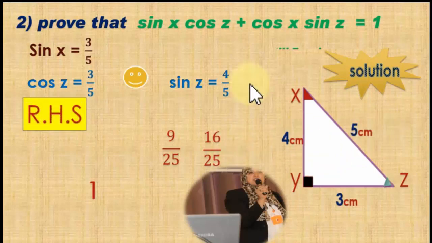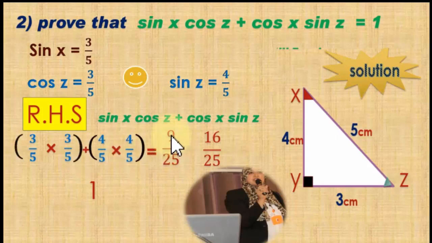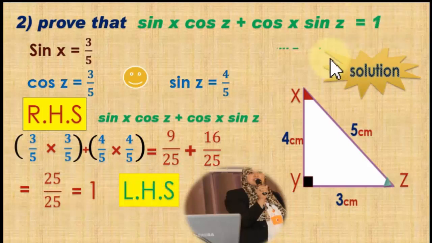So the left hand side here, sine x cosine z plus cosine x sine z, equals 3/5 times 3/5 plus 4/5 times 4/5, which is 9/25 plus 16/25, which is 25/25 equals 1. 1 is the right hand side. So we prove that sine x cosine z plus cosine x sine z equals 1.